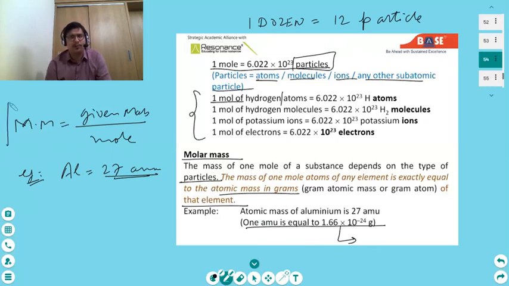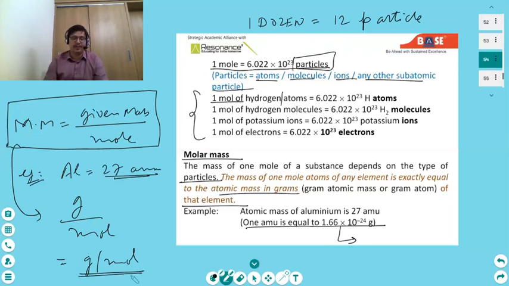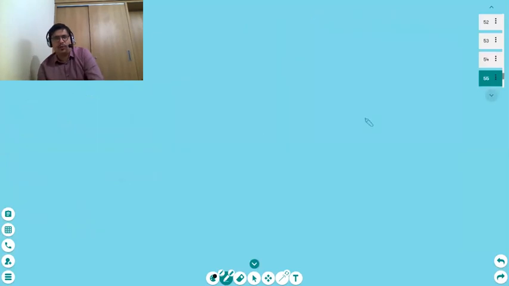In short, remember, molar mass is nothing but given mass divided by number of moles. The given mass will be in gram, and mole is mole. So the unit is written as gram per mole. This is the unit of your molar mass. Okay. Let's see a bit more about your molar mass.